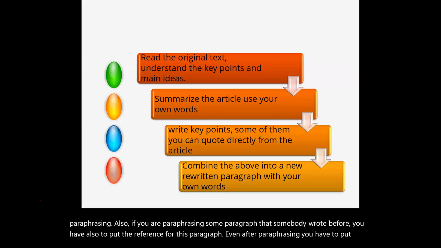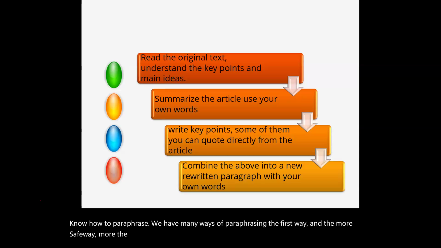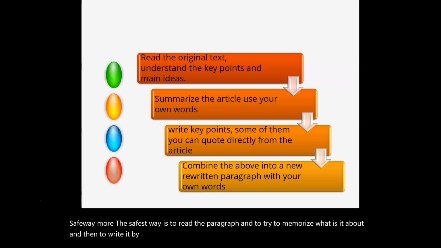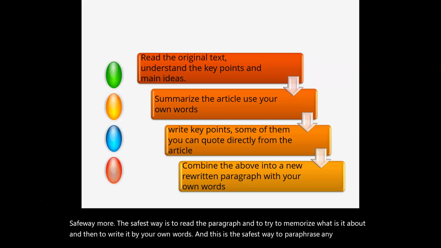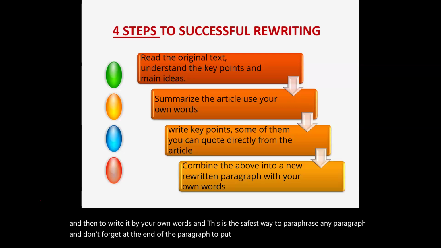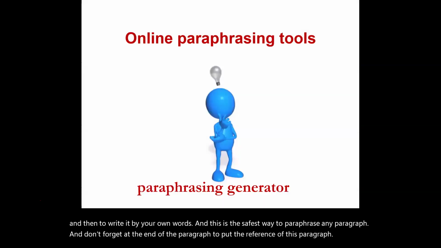So now how to paraphrase? We have many ways of paraphrasing. The first way, the safest way, is to read the paragraph and try to memorize what it is about, and then write it in your own words. This is the safest way to paraphrase any paragraph. And don't forget at the end of the paragraph to put the reference of this paragraph. So this is the safest way to paraphrase.